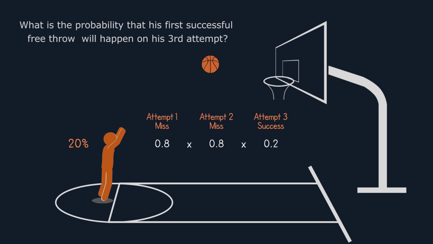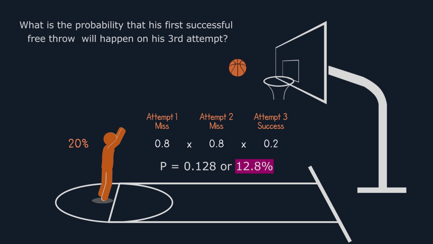So, we multiply the two misses by the success, giving us 0.8 times 0.8 times 0.2. This equals 0.128, or 12.8%. That's the probability that his first successful free throw will happen on the third attempt.